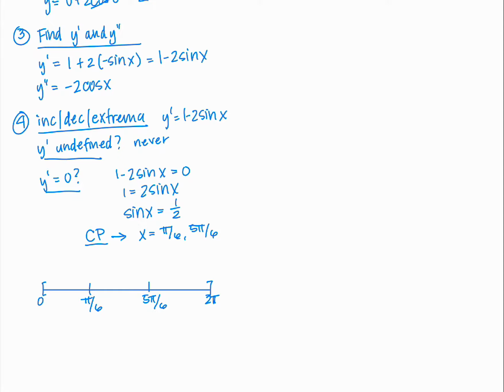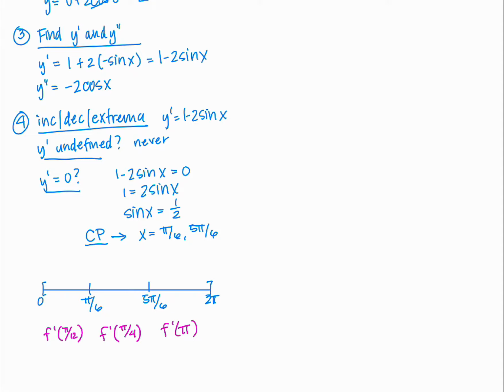So maybe here I'll pick f prime of pi over 12. That's between 0 and pi over 6. Remember, I'm testing each one of these in the derivative. F prime of something between pi over 6 and 5 pi over 6, I'll choose pi over 4. And then between 5 pi over 6 and 2 pi, I'll choose pi. Remember, you can choose anything in those intervals, but it's usually best to pick the easiest number possible in those intervals.